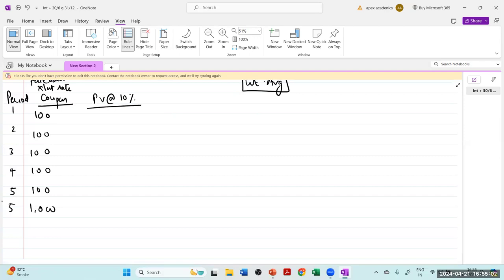So your present value factors at 10% are 0.909, 0.826, 0.751, 0.683, 0.621.